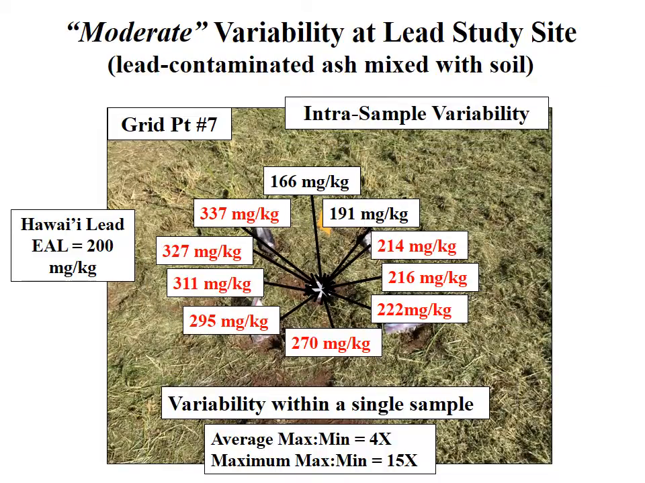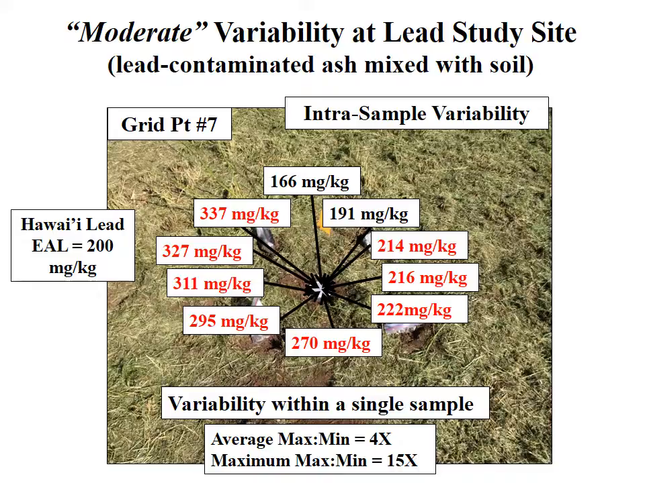So next, let's look at study site B. It was contaminated with lead. And again, we anticipate seeing more moderate or higher variability at this site, and indeed that's what we found. This is where the fill material was contaminated with ash from the incinerator.